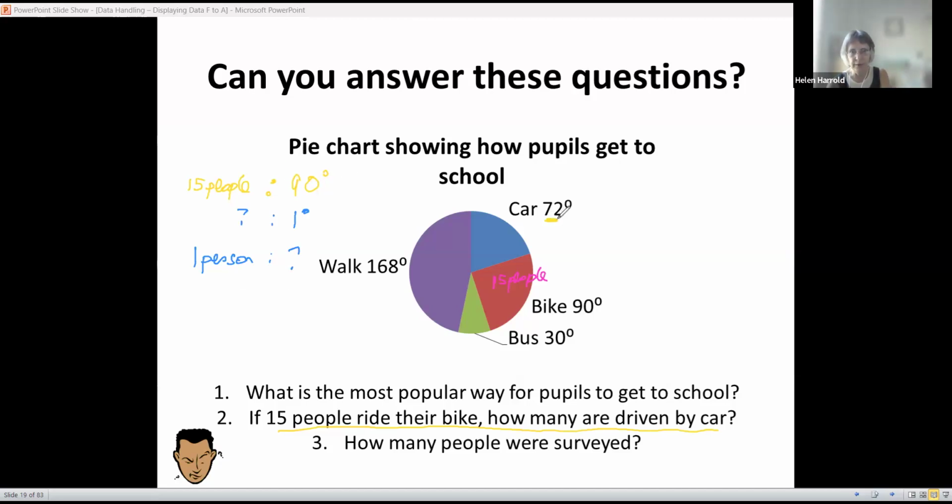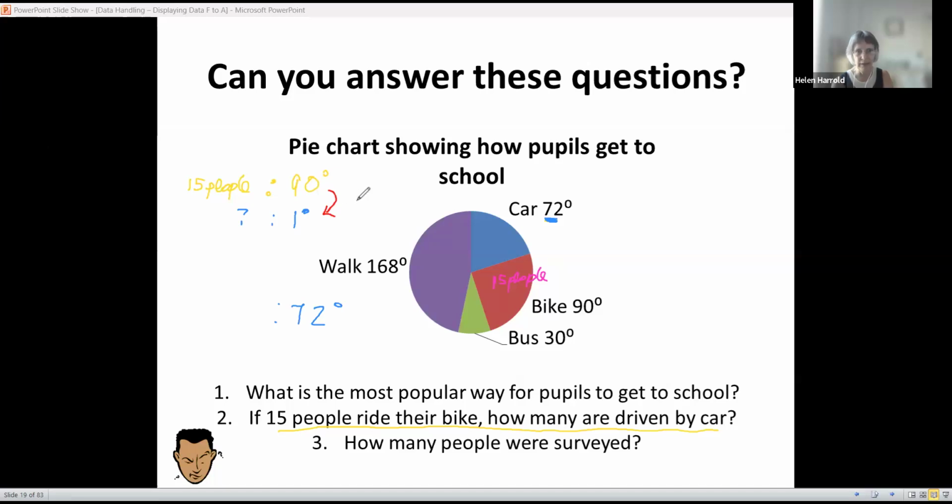And because I need to work out what 72 degrees are, it makes sense to work out what 1 degree is, because what I'm trying to get to is 72 degrees. So then I've got to think, right, well, how do I go from here to here? And I could say, you've got to take away 89, but that doesn't work. You're not allowed to do that. It's a multiplication thing or a division thing.